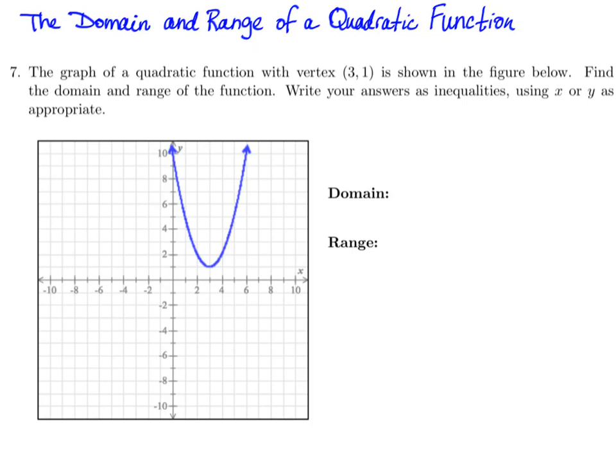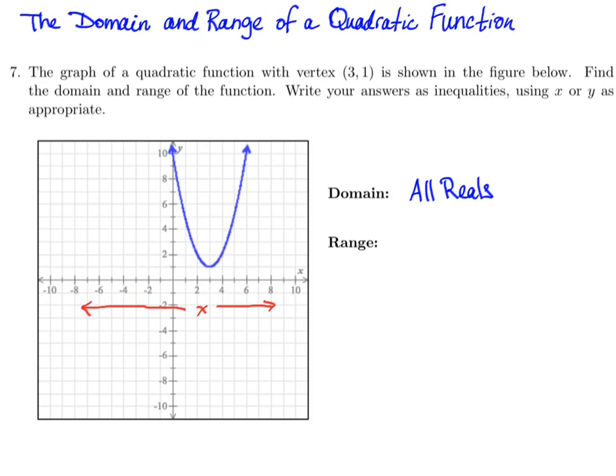When we look at this graph, we see that it goes on forever in the horizontal direction, to the left and to the right. That's what the blue curve with the arrows at the end means. It goes on forever upward, and it keeps getting wider and wider. So it's going to take all possible x values. It's going to go through every possible x value. That means we don't have to write it as an inequality. We can just say the domain is all real numbers, or all reals.